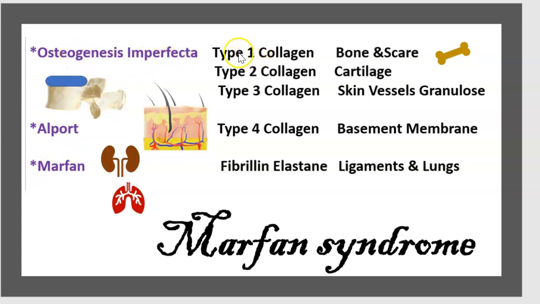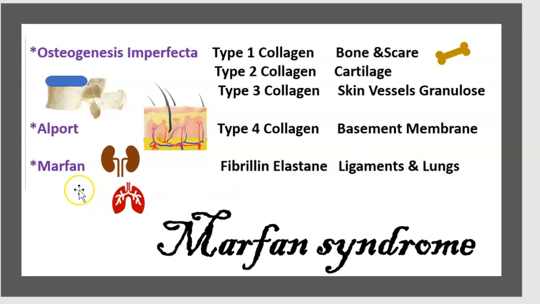Osteogenesis imperfecta is type 1 collagen that we find in bone and scar. The type 2 collagen is in the cartilage, and the type 3 collagen is in skin. Alport, however, is about a basement membrane in the kidney. For Marfan, it is fibrillin, elastic, in the ligament and the lung.